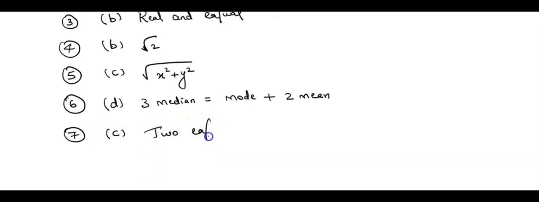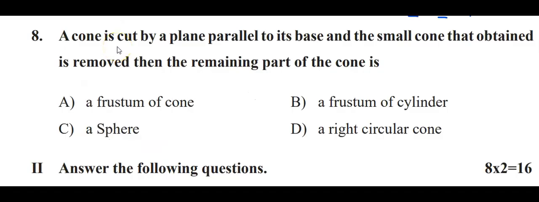2 equilateral triangles is the correct answer. Next, question number 8. A cone is cut by a plane parallel to its base and the small cone that is obtained is removed. Then the remaining part of the cone is what?